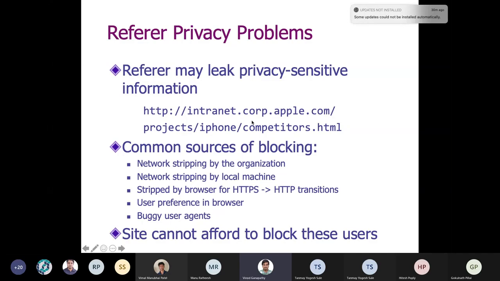And that web page was referred to by this page over here, intranet.apple.com, which is an internal website, /project/iPhone/competitors.html. Okay. Now the referrer field is going to leave the enterprise and go outside. But it doesn't matter what the referrer sees. If the referrer just sees this one name over here called iPhone, that's a big leak, right? It talks of a project that was considered super secret for Apple, and just the name of the URL sometimes reveals information.